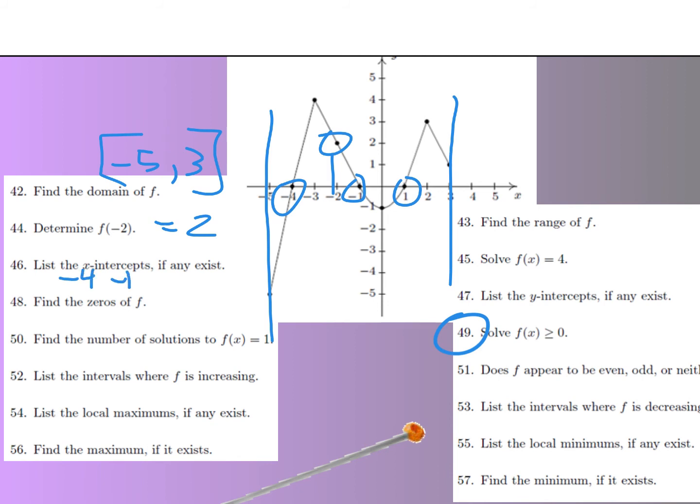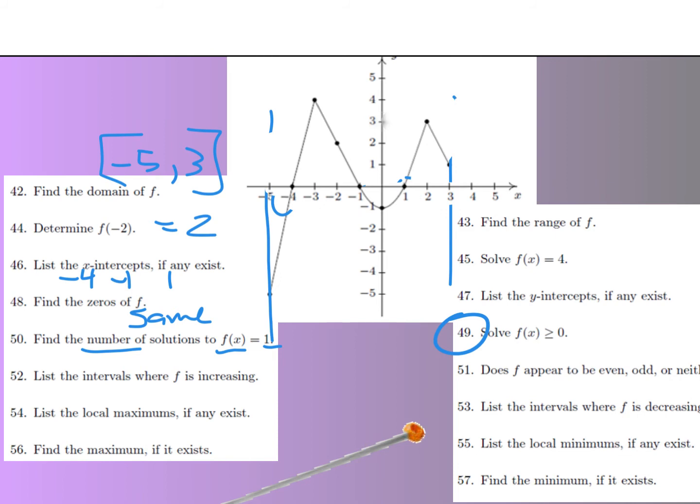-4, -1, and 1. Or as a point, since they're x-intercepts, you could say their y is 0. So -4, comma 0, -1, comma 0, and 1, comma 0. The zeros are the same. You're supposed to know that the zeros are the same as the x-intercepts. And the solutions, well, they are asking how many solutions. The number of solutions to y is 1. And I say f of x, that means y.